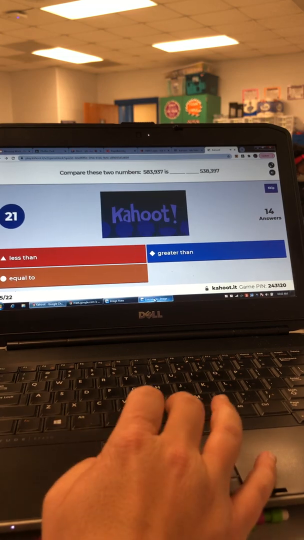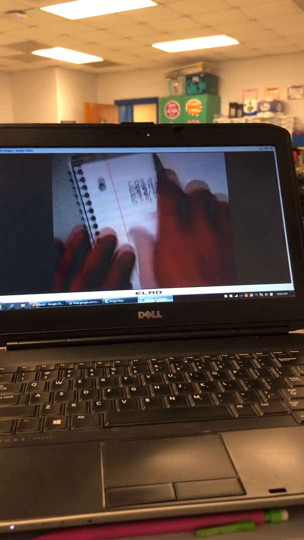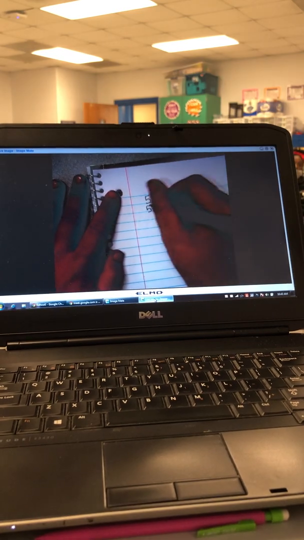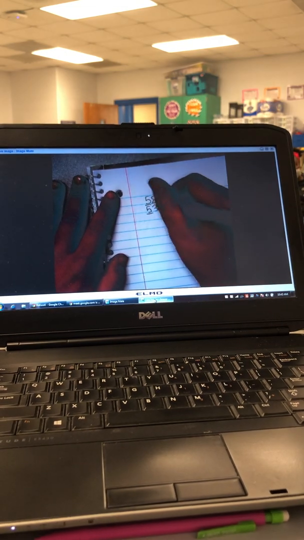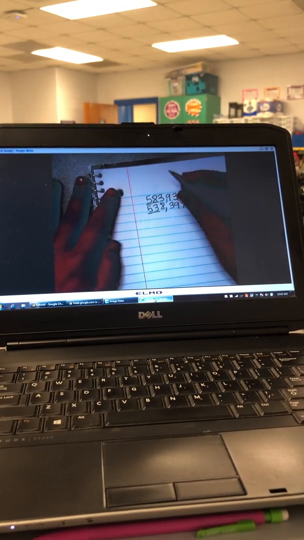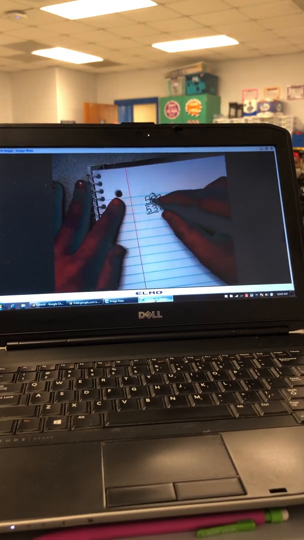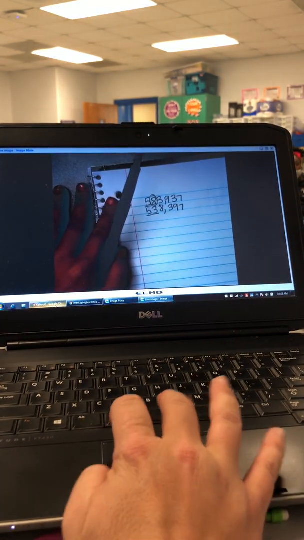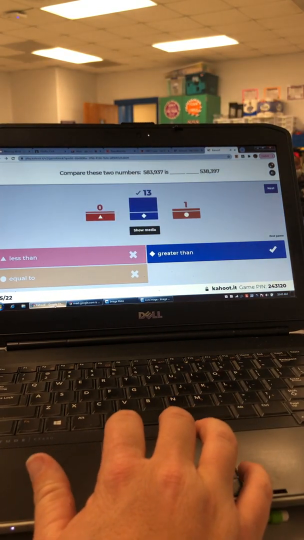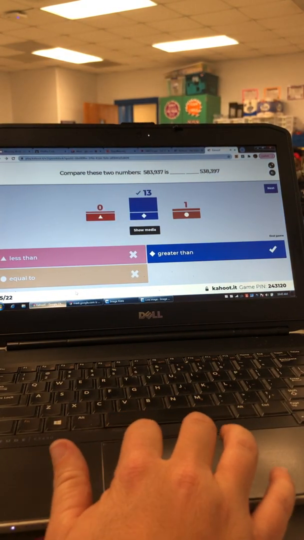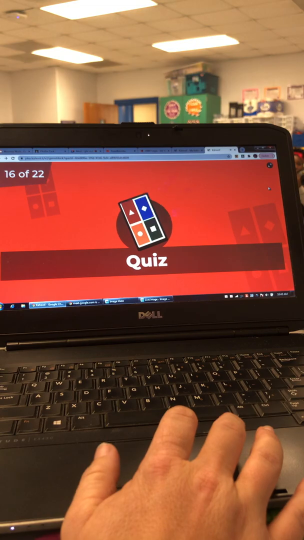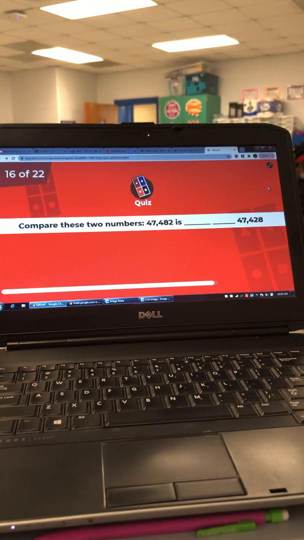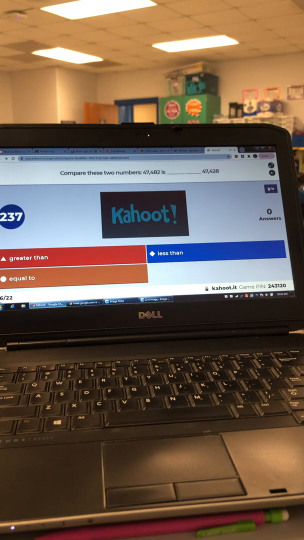I'm going to go ahead and go to my live image. All right, so stack your numbers. You start on the left side, you have 5 and 5. They're the same, so you go to the next digit. You have 8 and 3. Which one is bigger? The first one, so 583,000 is greater than 538,000. All right, next question. 47,482 is blank 47,428.